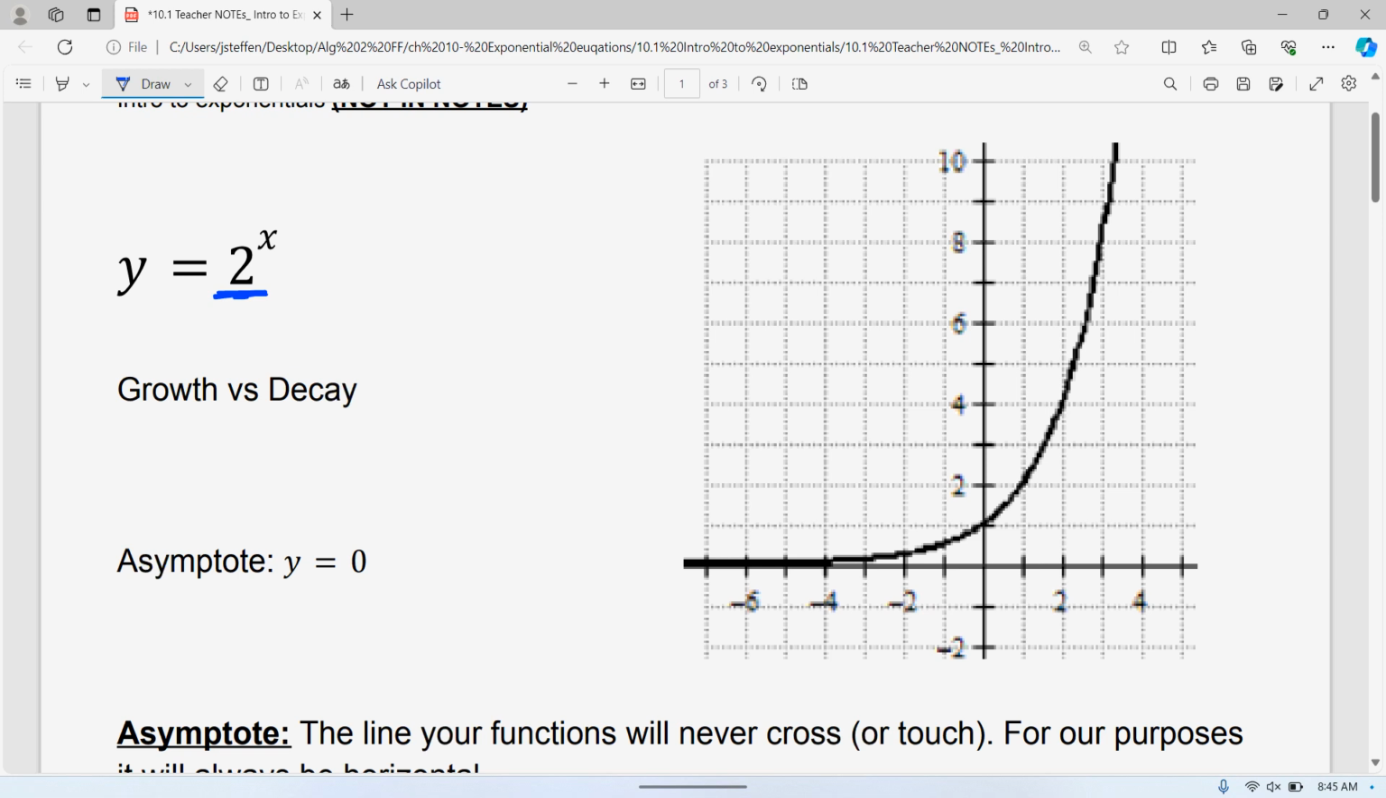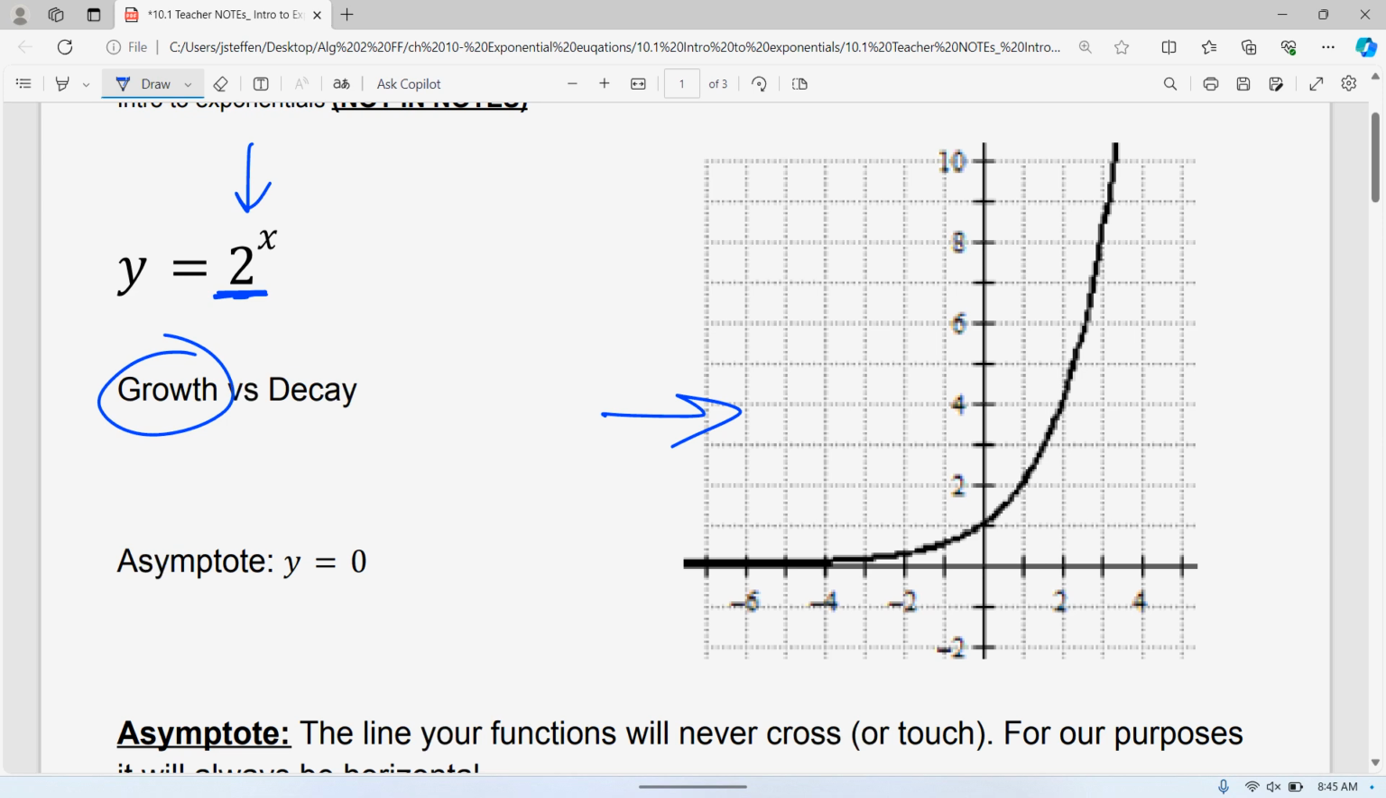So that base number is going to tell you if it's a growth problem or a decay problem. A growth problem is what this one is over here, where it gets bigger and bigger. And if it's a growth problem, we'll talk about this later, but that base number is bigger than 1. Again, you don't have to write that down. We'll talk about it a little bit later.